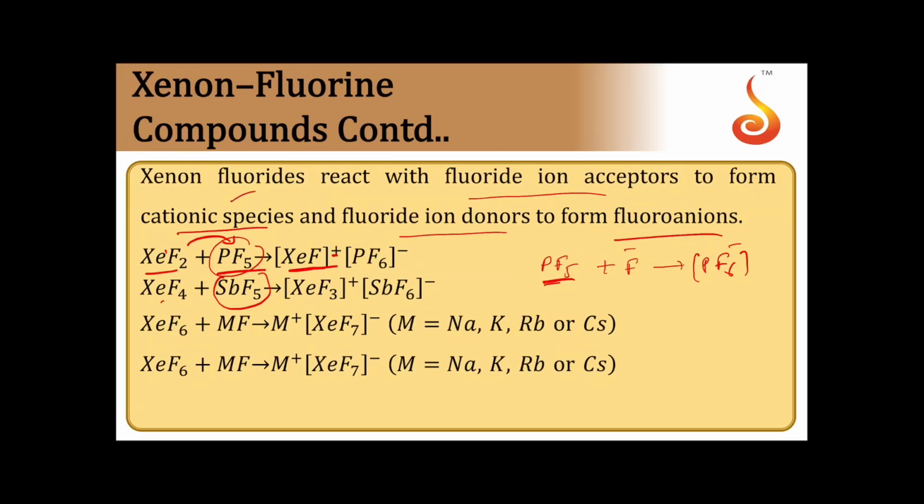If you have fluoride ion donors like metal fluorides, they very easily become M plus and F minus ions. In the reaction between XeF6 and a metal fluoride, XeF6 accepts F minus ion and forms an anion. So with fluoride ion donors like metal fluorides, they exist as fluoroanions. With fluoride ion acceptors, they exist as cationic species.